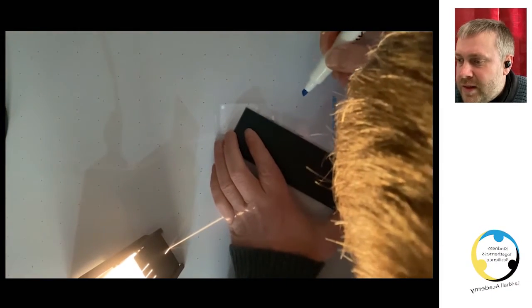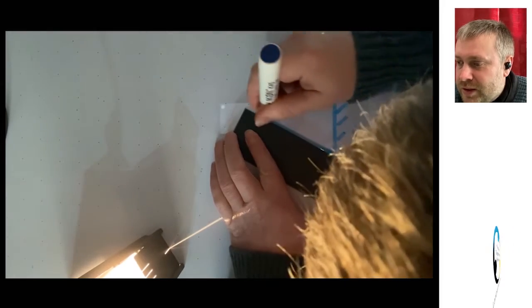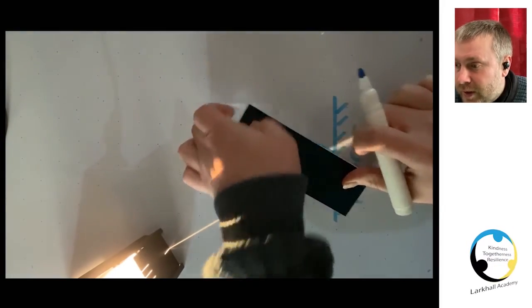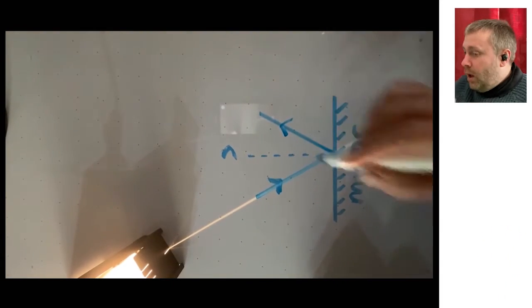So I just line the mirror up like so, and if I can get my head out of the way, you'll see the reflected ray of light coming out there. Again, another arrow on there just to show exactly what's happening.